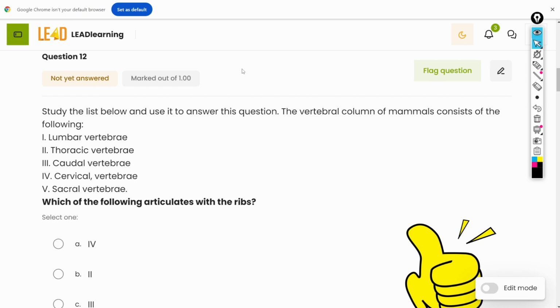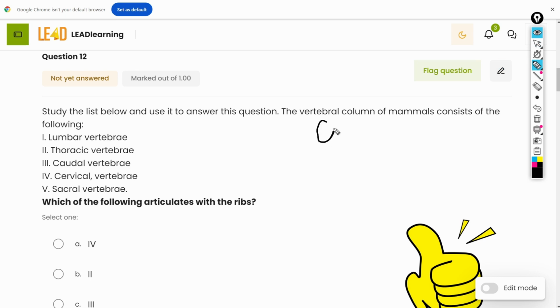Question 12. Study the list below and use it to answer this question. The vertebral column of mammals consists of the following: lumbar vertebra, thoracic vertebra, caudal vertebra, cervical vertebra, sacral vertebra. Which of the following articulates with the ribs?